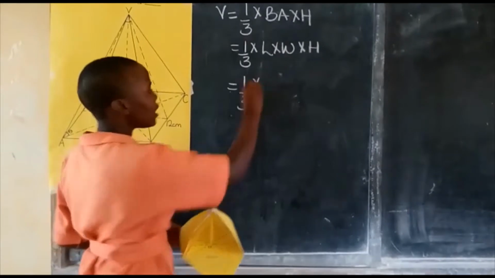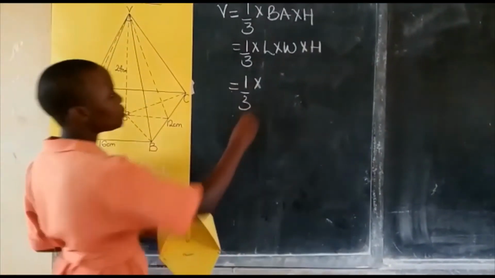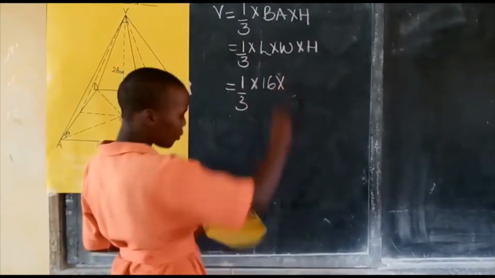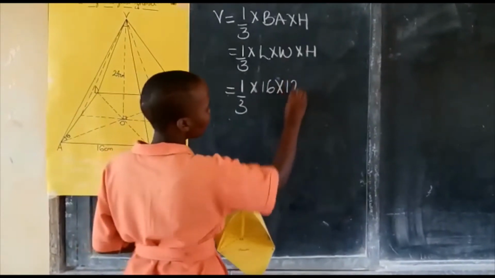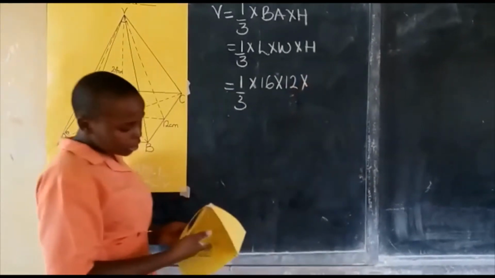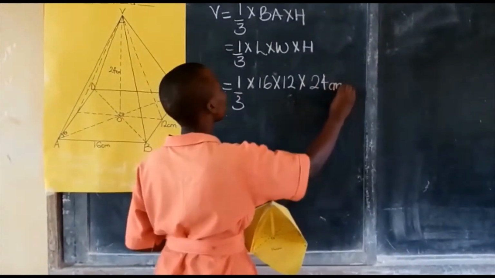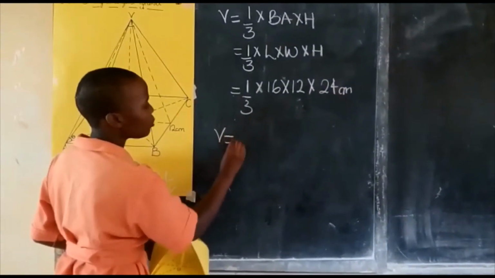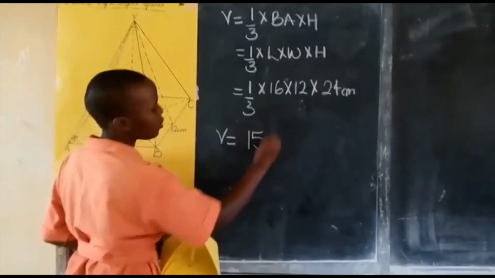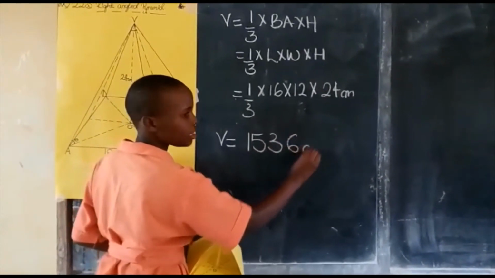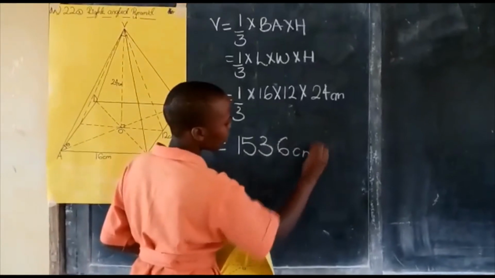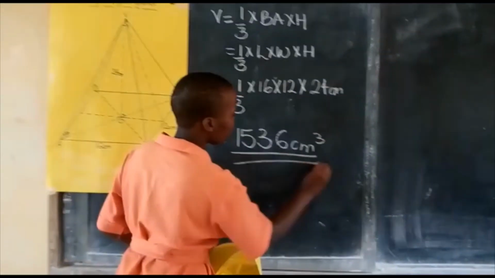Therefore our length AB is 16 centimeters and the width BC is 12 centimeters, times our height, which is VO, which is 24 centimeters. Therefore, our volume will finally be got as 1536 centimeters cubed. This is our volume.